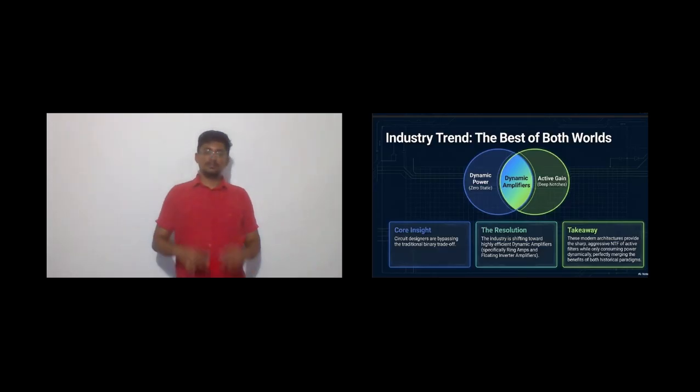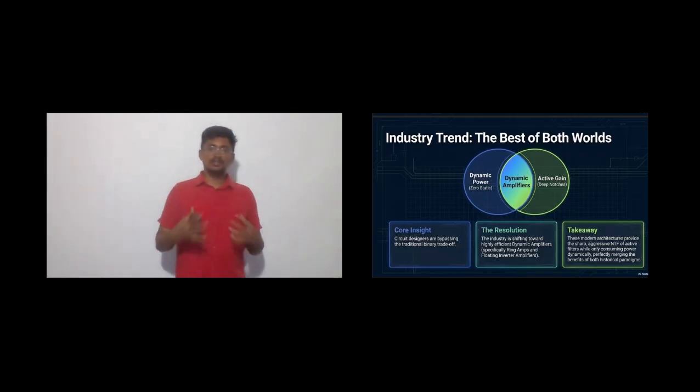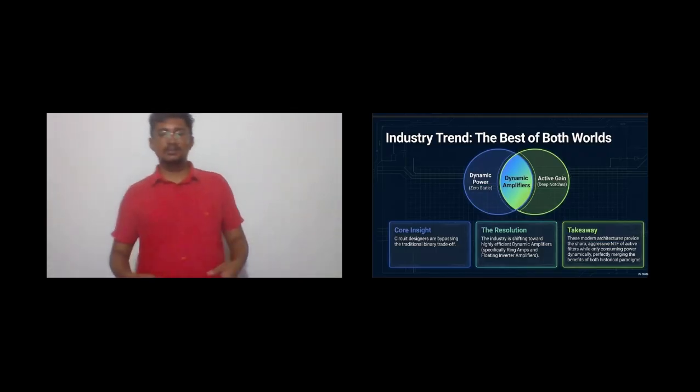So that's about choosing between active loop shaping and passive loop shaping. To continue on, I hand this over to Anjana.